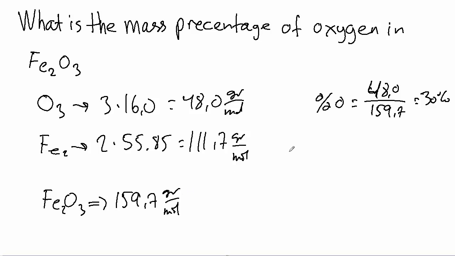Now I can find the mass percentage of iron the same way, and the mass percentage of iron would then be 111.7 divided by 159.7, which gives me, well, I guess around 70%. So you can see that finding the mass percentage of an element in a compound is really rather simple.